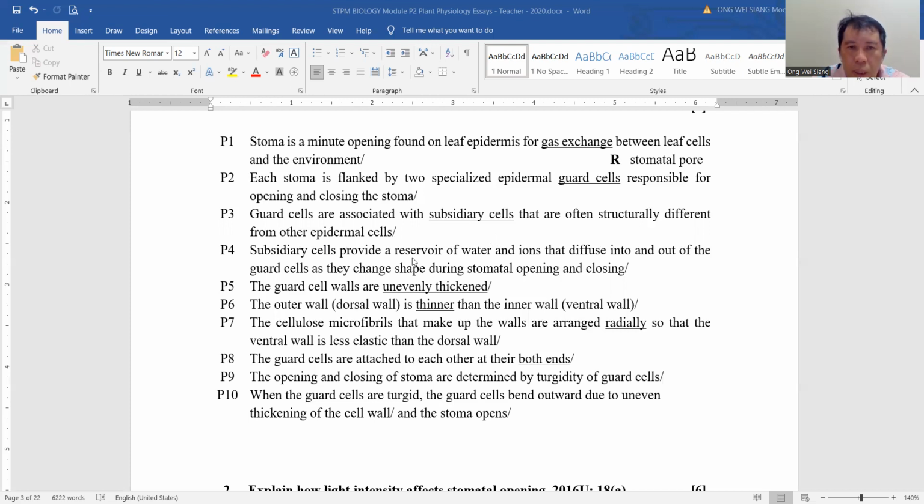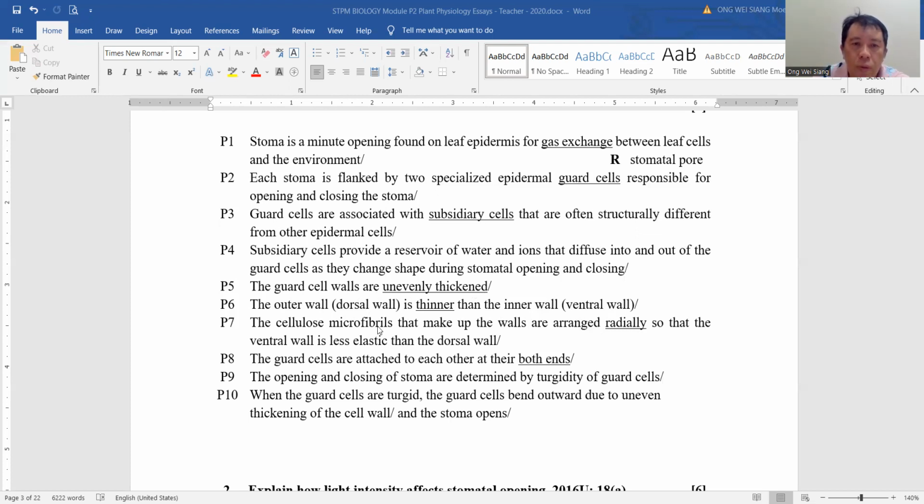Subsidiary cells provide a reservoir of water and ions that diffuse into or out of the guard cell as they change shape during stomatal opening and closing. The walls of the guard cells are unevenly thickened. How? The outer wall, or we call the dorsal wall, is thinner than the inner wall, which is known as the ventral wall. You must be very clear. Please refer to my notes.